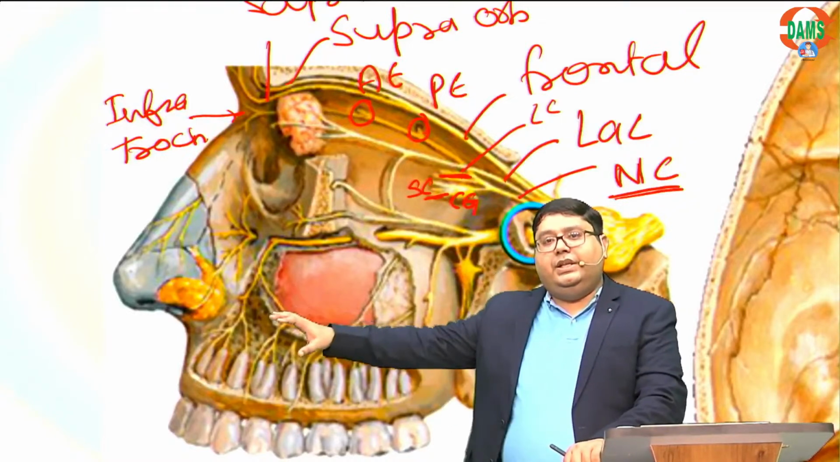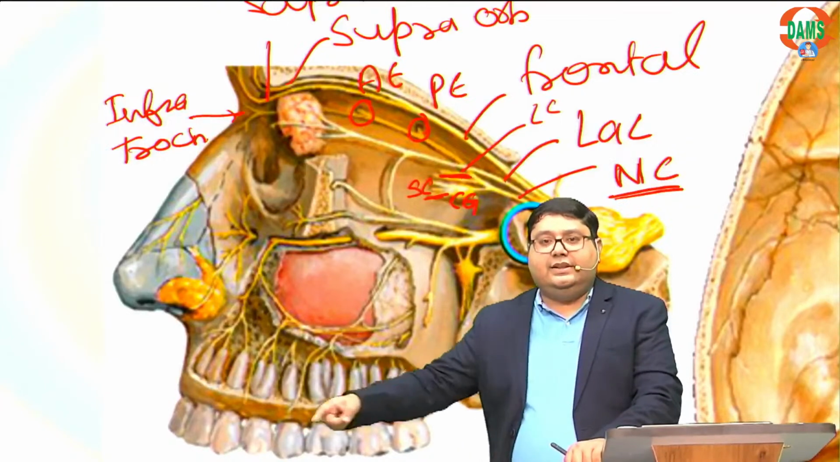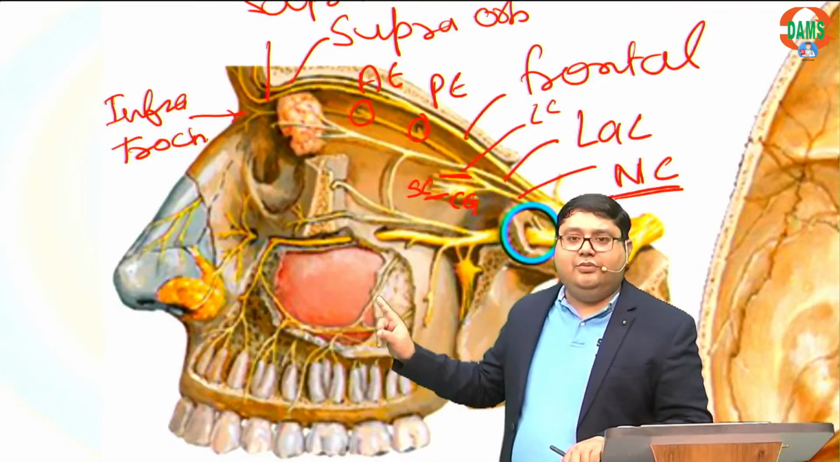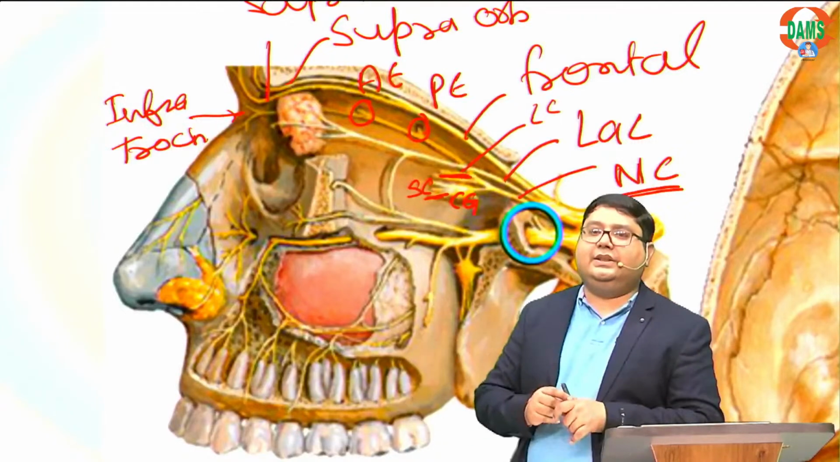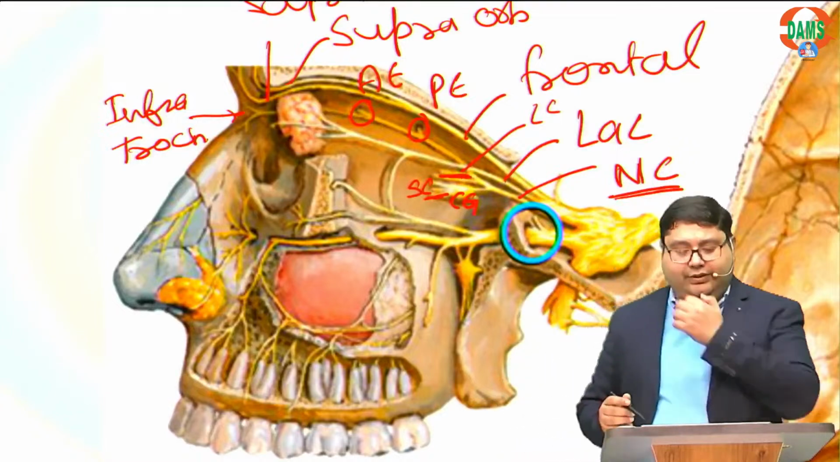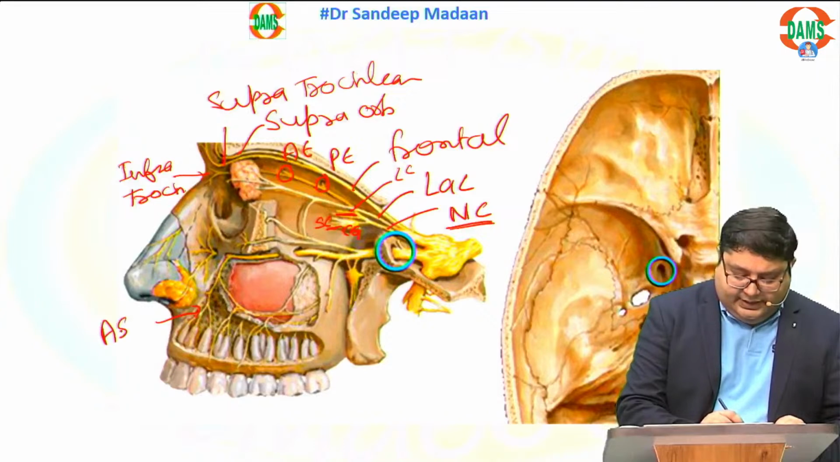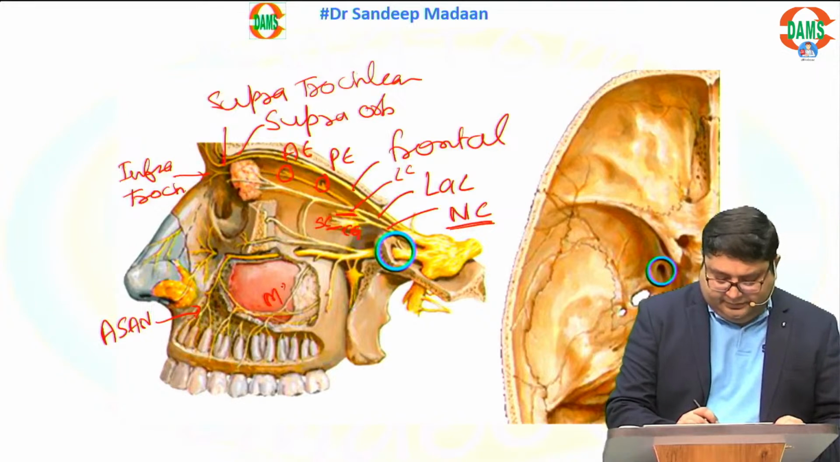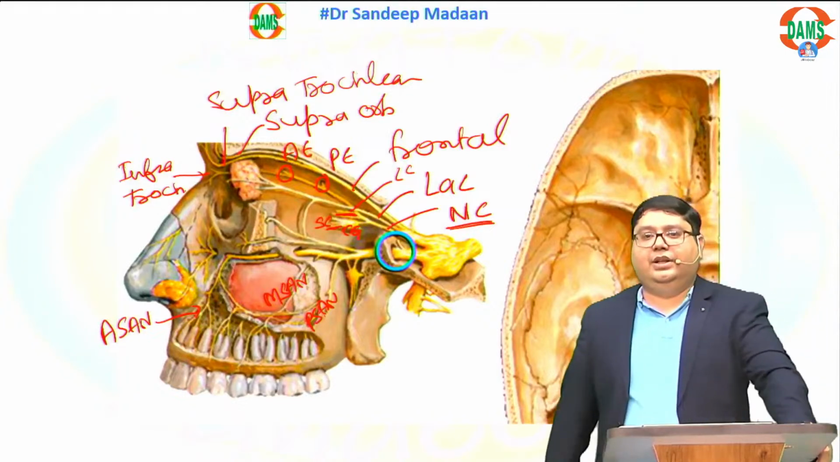But for the superior alveolar process, that means upper jaw teeth, we have three set. What are three set? We can see anterior superior alveolar nerve, we can see middle superior alveolar nerve, and we can see posterior superior alveolar nerve. These are the three set of superior alveolar nerve. So we can take the notes. This is anterior superior alveolar nerve, middle superior alveolar nerve, and posterior superior alveolar nerve.